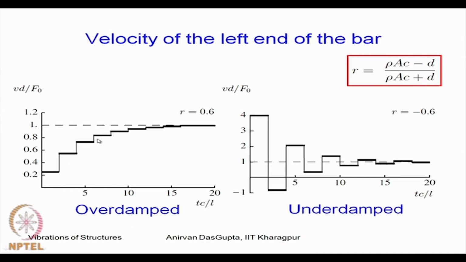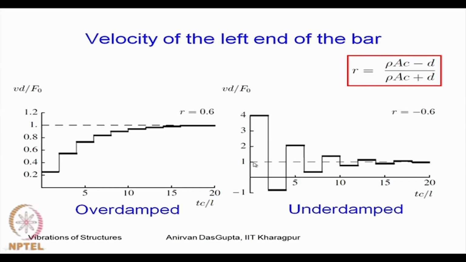So, what we are plotting is the velocity of the bar with time. So, the velocity achieves the steady state, something like an overdamped system. On the other hand, if r is negative, which means d is greater than rho a c, which is the impedance of the semi infinite bar, what we find is there is an oscillatory behavior before it settles down to this steady value, steady velocity f naught over d.